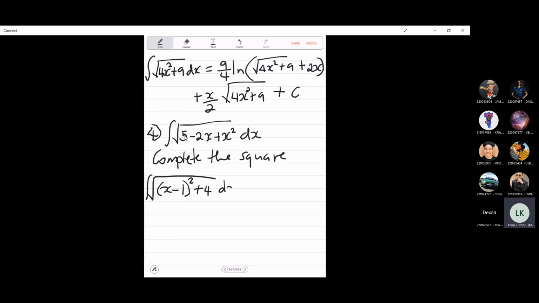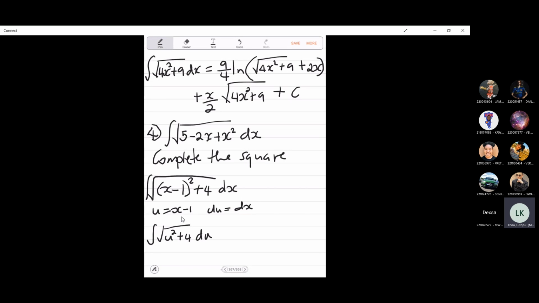This is dx. So here we would make a u substitution. So u is equal to x minus 1. This means that du is equal to dx. So what we are integrating is actually the integral of the square root of u squared plus 4 du. Okay, and then this is in the form that we want. So we can now just go ahead and make the trigonometric substitution.